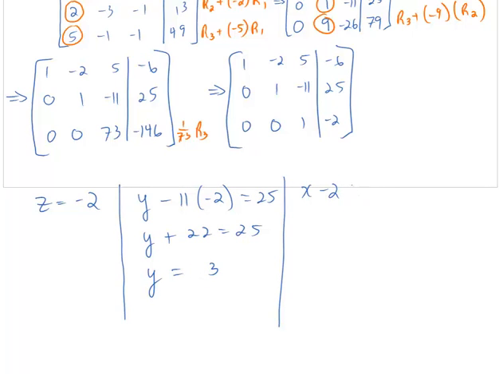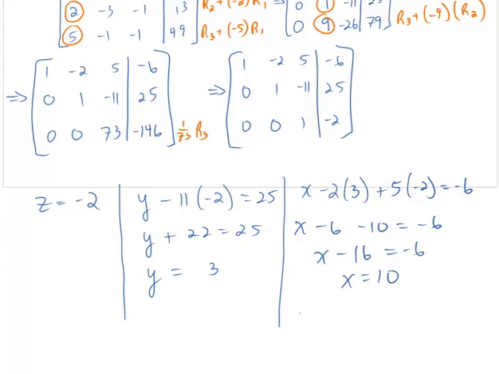And then using the first line, I have x minus 2 times 3 plus 5 times negative 2 is negative 6. So x minus 6 minus 10 is negative 6. x minus 16 is negative 6. x equals 10. So the solution of the system is the ordered triple 10, 3, negative 2.